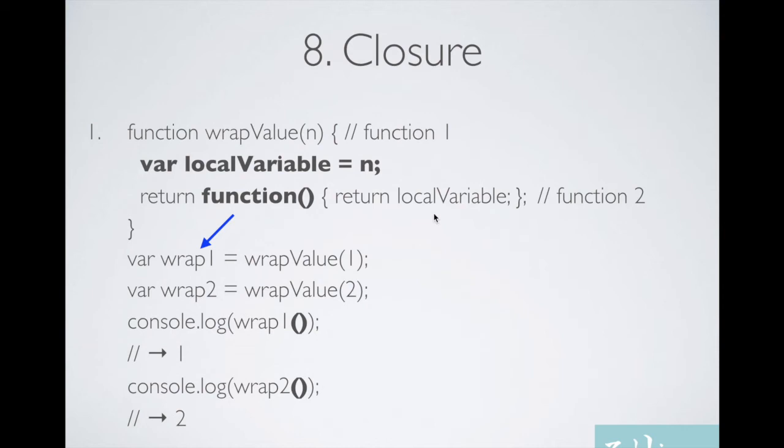So when there is still a reference to one variable, the variable will be kept for the reference. Just like this one, the second function refers to the local variable, so the local variable will be kept rather than destroyed with wrapValue. Yep, that concept allows you to access a variable created by a function that's already destroyed. That concept is called closure.